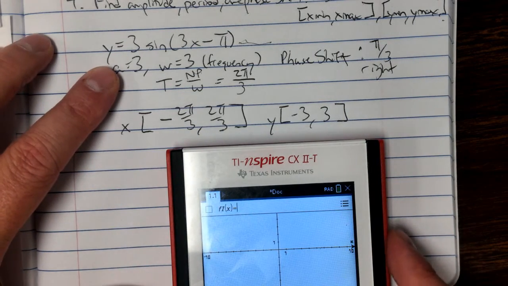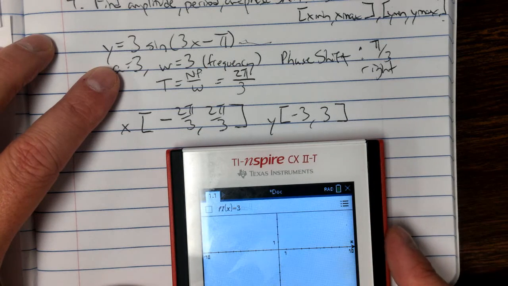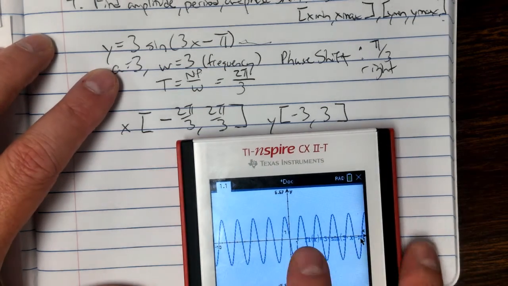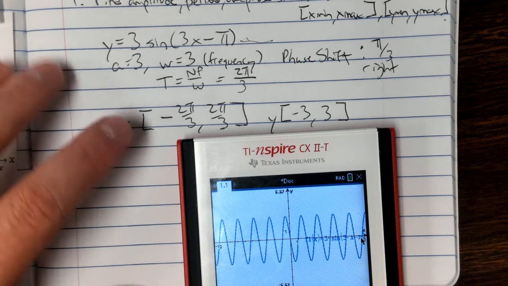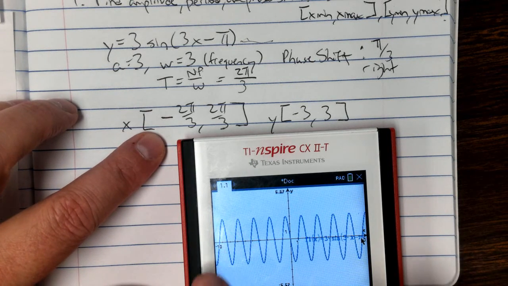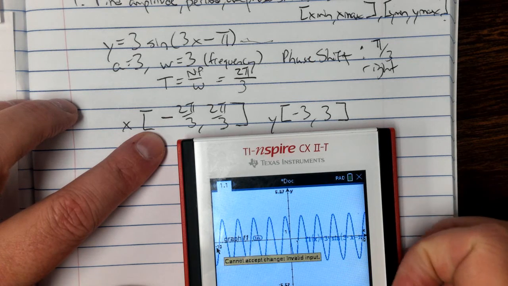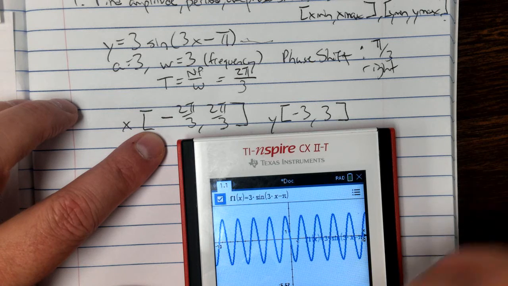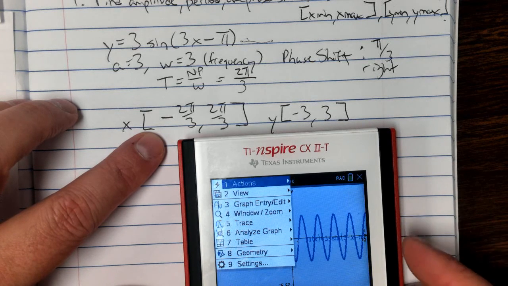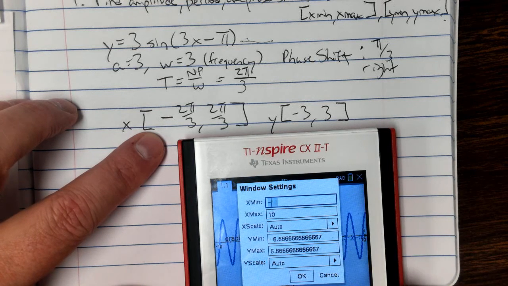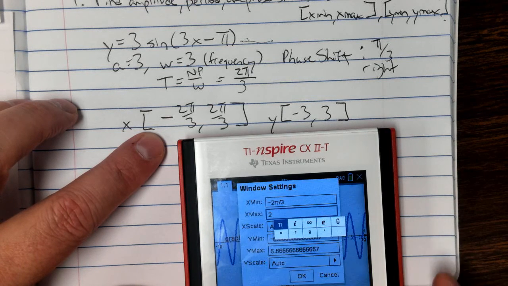So we go 3 sine 3x minus pi, enter. So it's very wavy the way it is. And I need my axis to change. So you can either double click the negative 10 or you can change your window settings. Looks like it's going to be easier for me to just change my window settings, like through 4 and then 1. And I want this to be negative 2 pi over 3, positive 2 pi over 3.